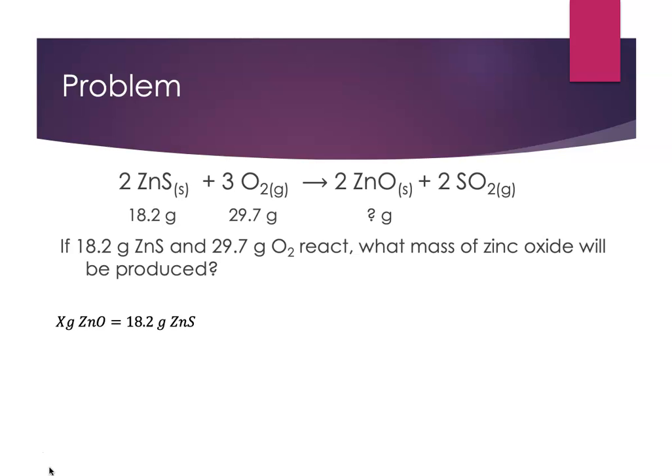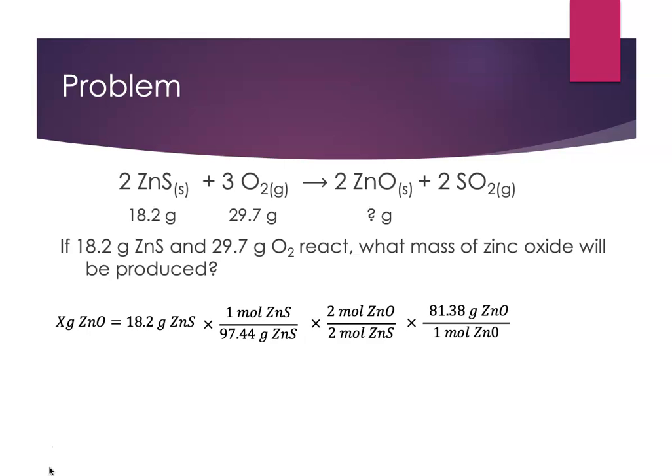I'm going to take my grams of zinc sulfide and turn it into moles of zinc sulfide. I'll then use my mole to mole ratio to get moles of zinc oxide, and then I'll use the molar mass of zinc oxide, and I get an answer, 15.2 grams of zinc oxide. But I can't assume that I'm done here. I haven't done the other calculation, and until I do that other calculation, I don't have enough information to answer the question.